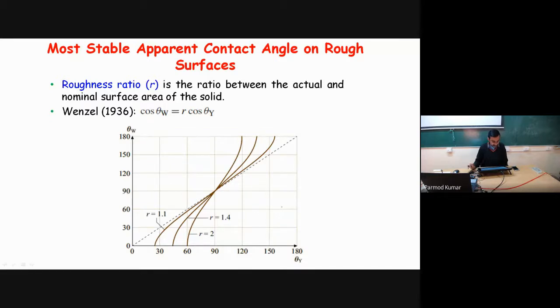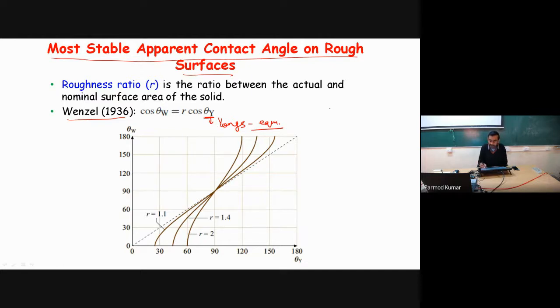Now let us try to see what is the most stable apparent contact angle on a rough surface. The most stable apparent contact angle on a rough surface is given by Wenzel. According to Wenzel, when we find this theta Y, theta Y is nothing but the contact angle measured from Young's equation. So this Young's equation contact angle will actually be our actual contact angle.